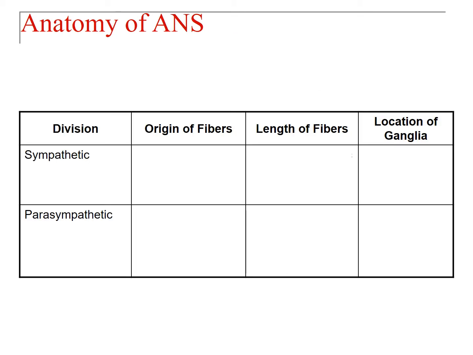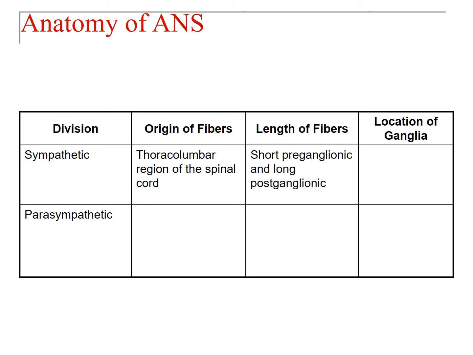Okay, so let's take a look at other differences in sympathetic and parasympathetic architecture. In the sympathetic nervous system, it comes out from the spinal cord at the thoracolumbar region. And as far as the fibers themselves go, remember that we're talking about both preganglionic and postganglionic fibers. The preganglionic in the sympathetic are short and the postganglionic are long. And where are the ganglia located? Most of them are located very close to the spinal cord. We'll see pictures of this in just a minute.